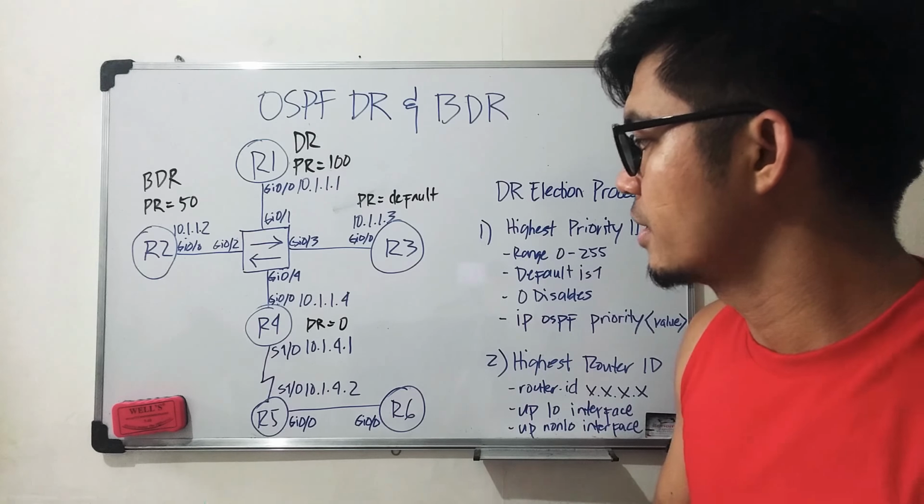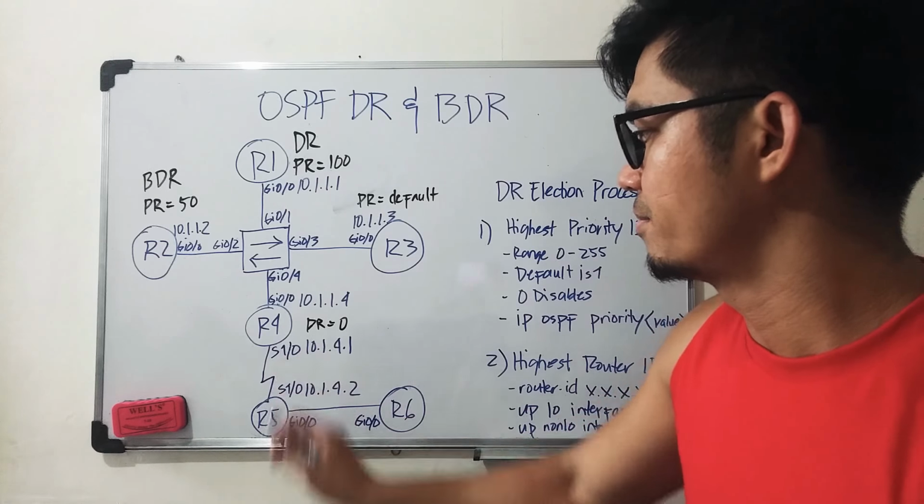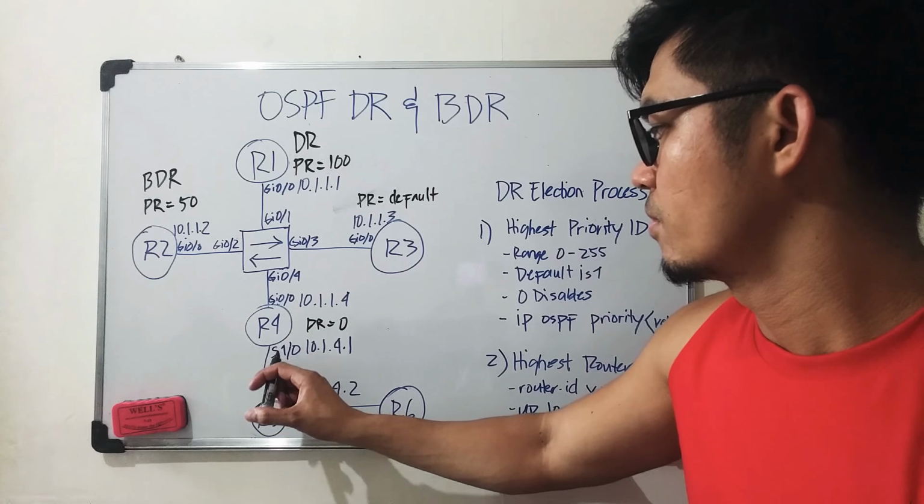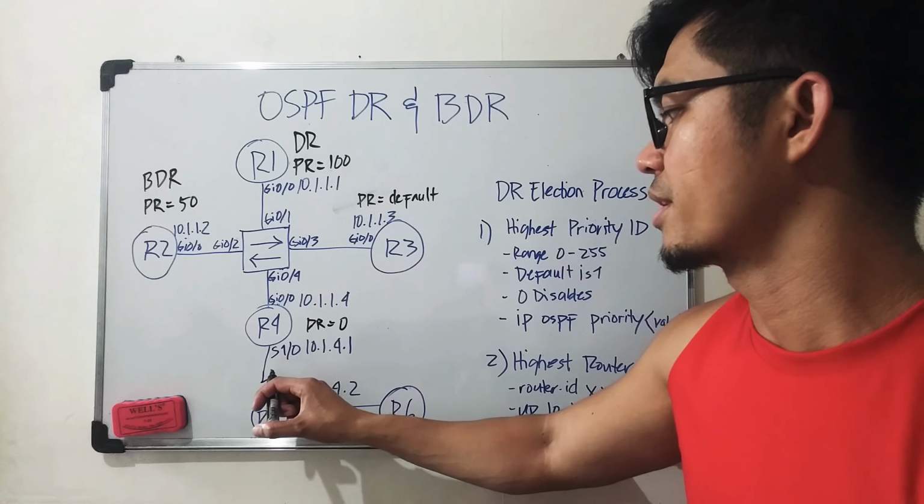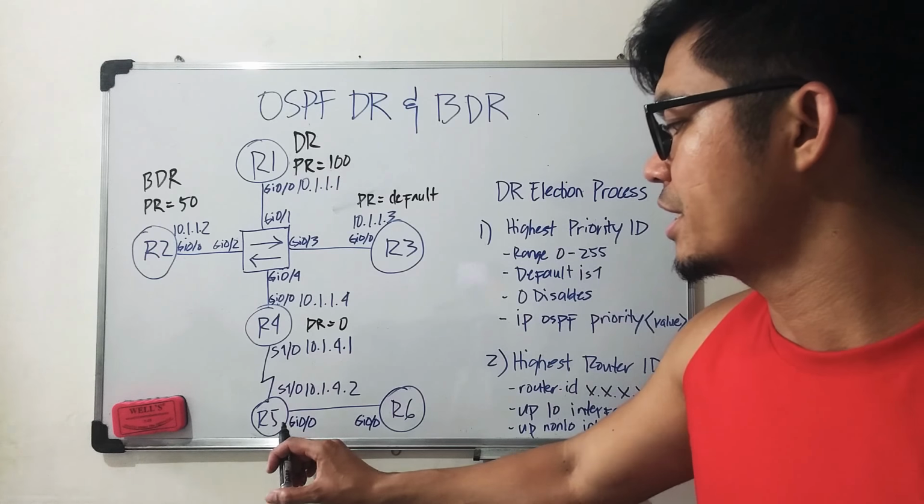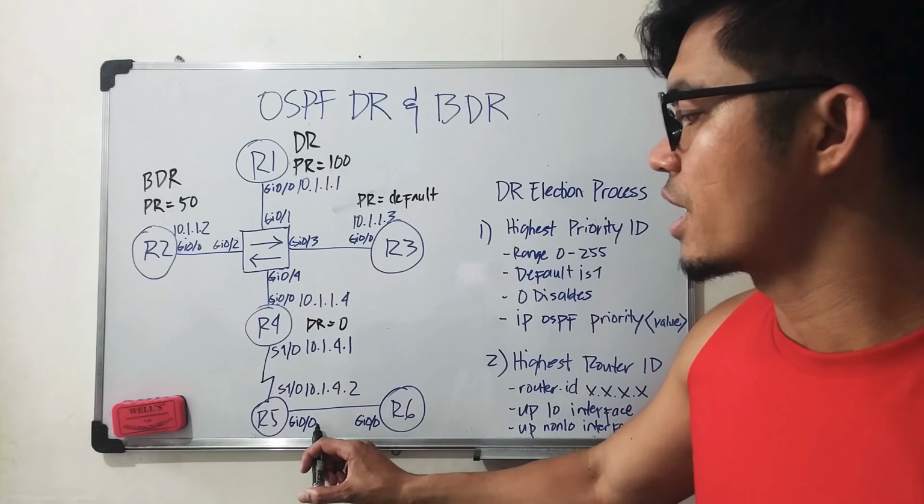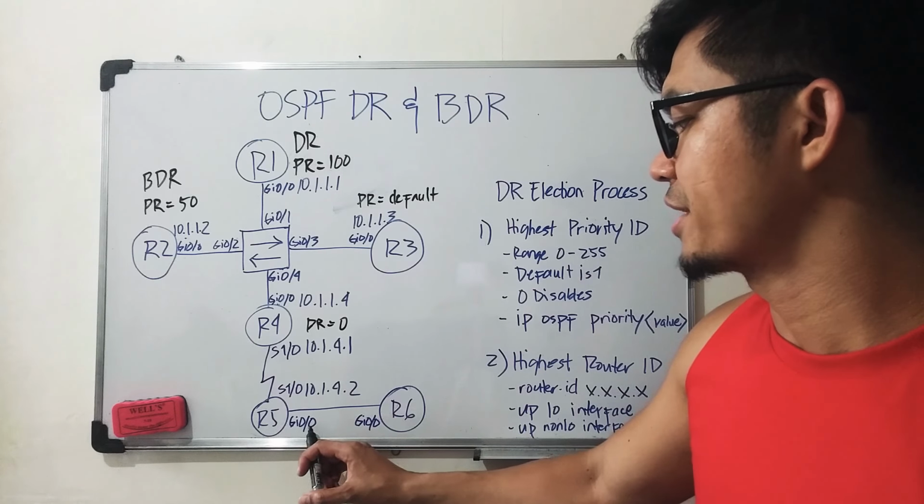So here, let's take a look at this network here. This is just a point-to-point network, so DR is not elected on this network. Here, DR and BDR will be elected because this is also an Ethernet network.